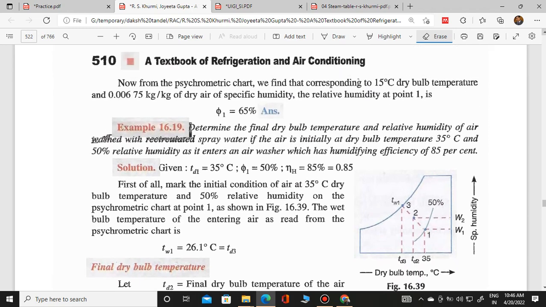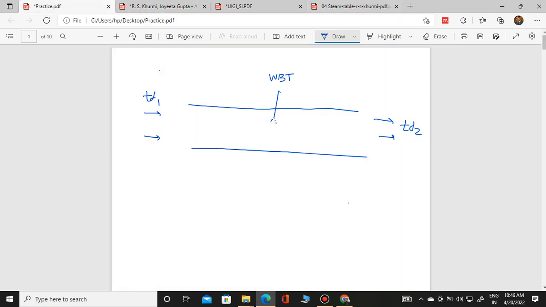Determine the final dry bulb temperature and relative humidity of air washed with recirculated spray of water if the air is initially at dry bulb temperature 35 and 50% RH. So let us draw this. So here, what is temperature? 35. And what is RH? 50% RH. Clear?